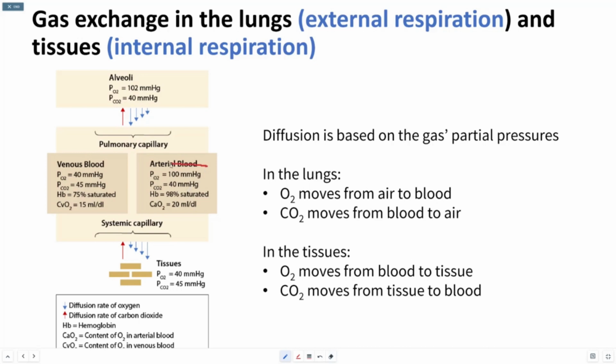The partial pressure of oxygen is 100 millimeters of mercury, whereas in the tissues, it's going to be 40, so it's going to want to go from the blood into the tissues, whereas CO2 is 40 millimeters of mercury versus 45, so CO2 is going to exit out. Just remember that the red arrows represent the diffusion of CO2, whereas the blue arrows represent the diffusion of oxygen.